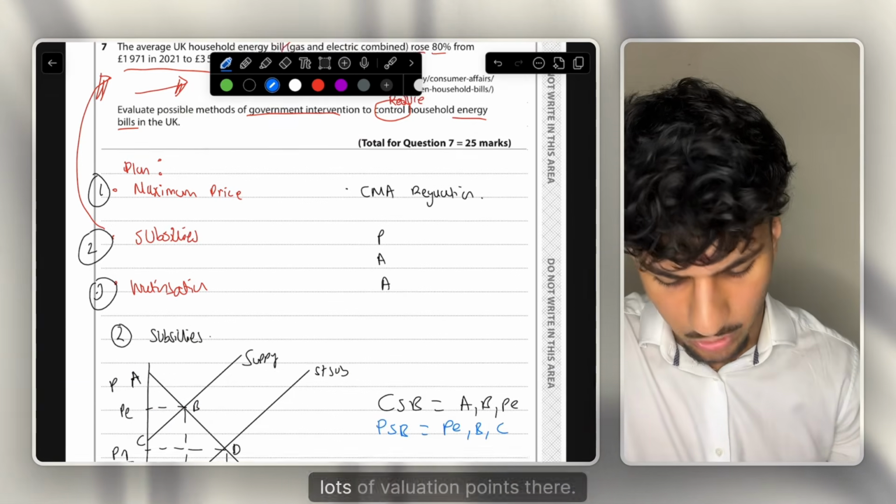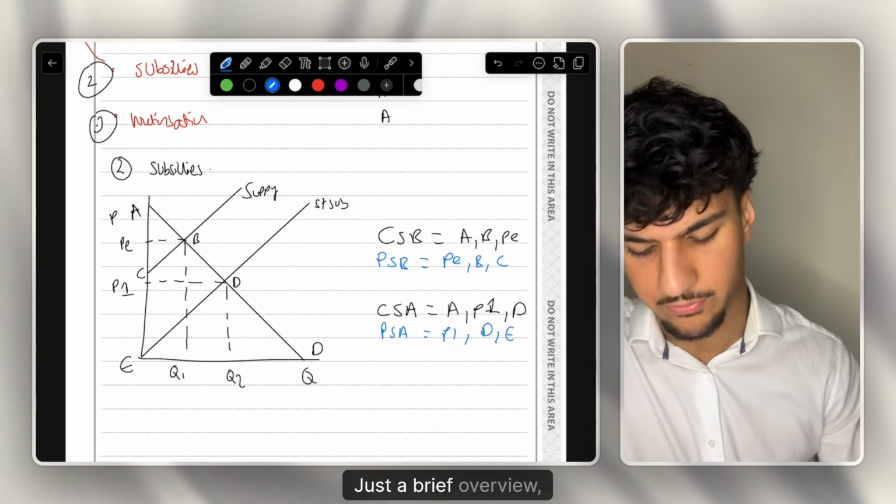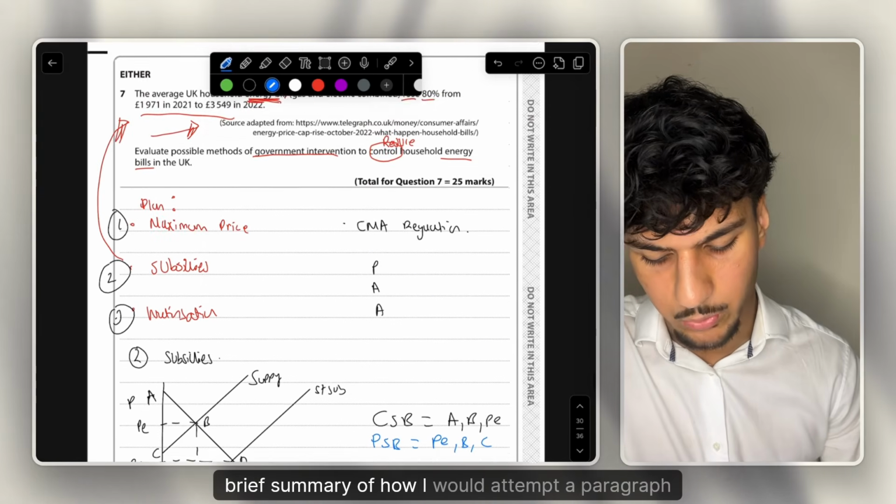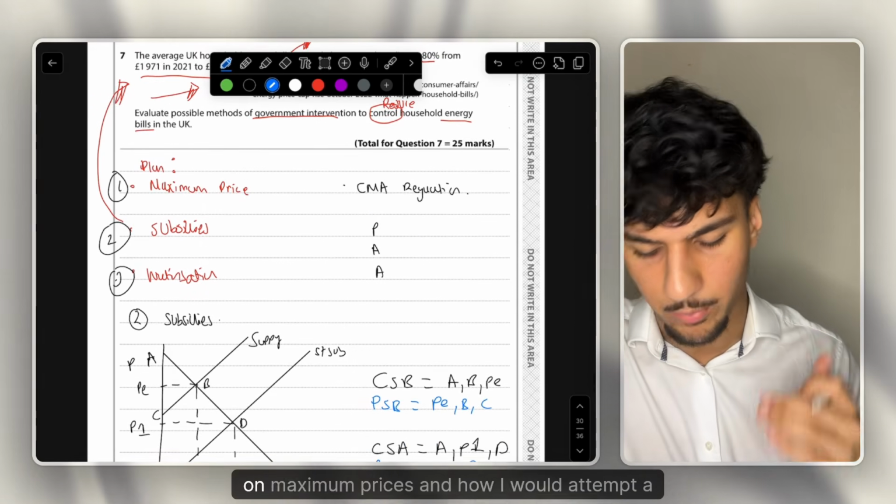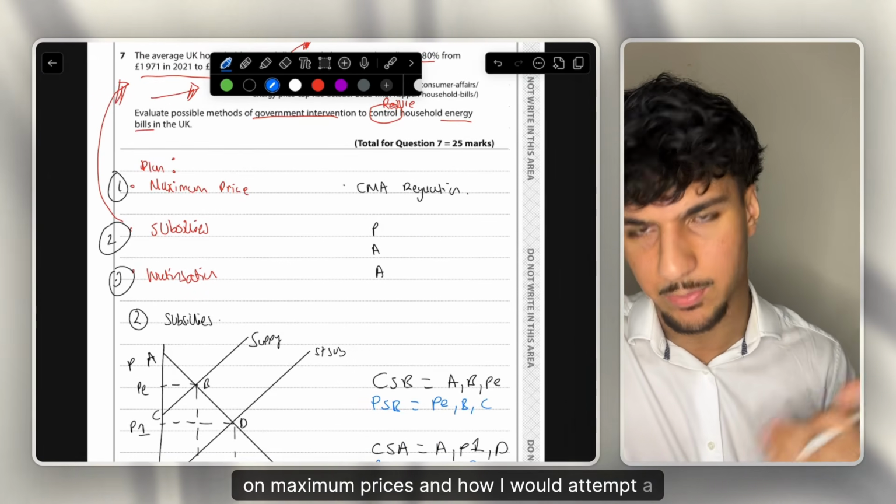But yeah, of course, lots of evaluation points there, just a brief overview, a brief summary of how I would attempt a paragraph on maximum prices and how I would attempt a paragraph on subsidy.